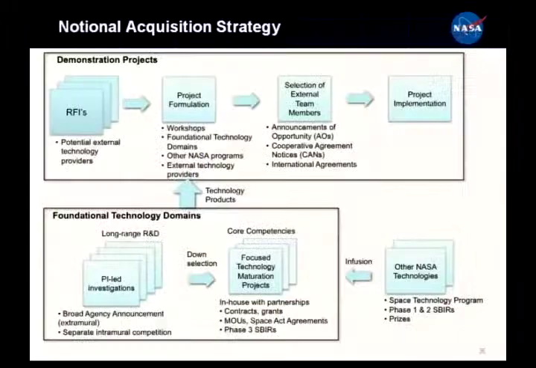So quickly, the acquisition strategy we have laid out. The RFI is the first step to help gather ideas to plan the demonstration projects. Once we formulate the projects, we'll issue some sort of competitive solicitation to select external team members for these projects. That might be an announcement of opportunity or a cooperative agreement notice.